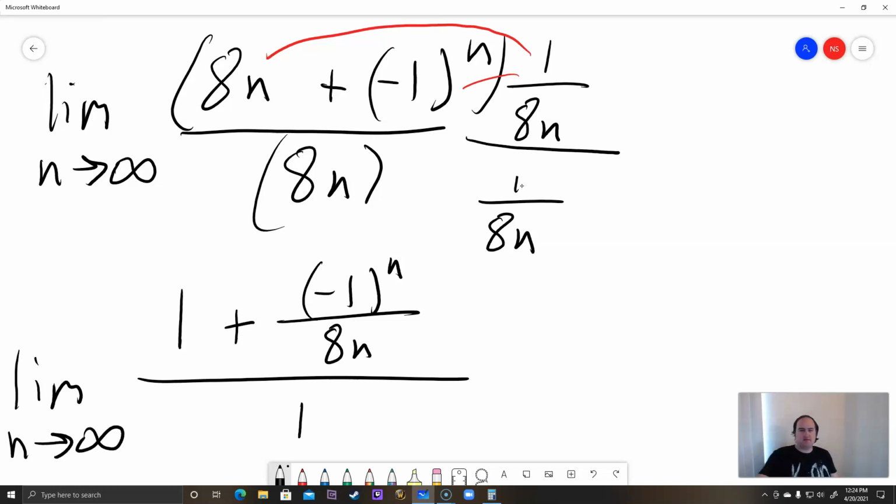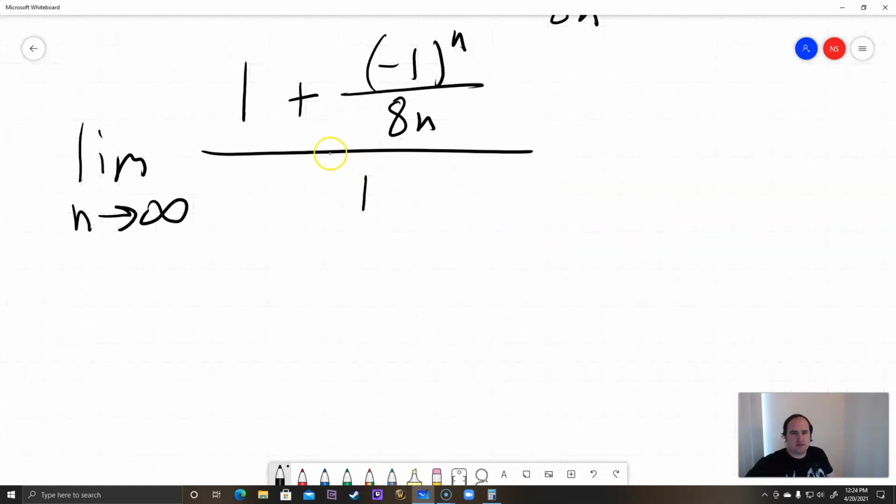As you can see, if you divide the top and the bottom by the highest power, it just makes the limit a lot easier to find. So we divided everything by 8n, and now we just have 1s there. And then for this one, the question is, what happens here? Well, as n goes to infinity, 8n also goes to infinity. So this goes to infinity.